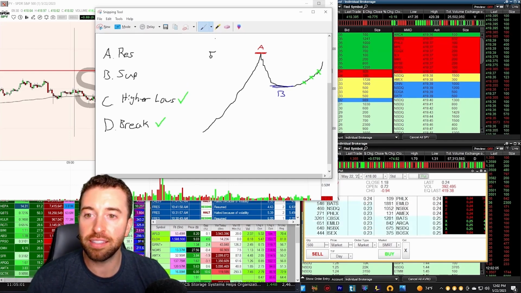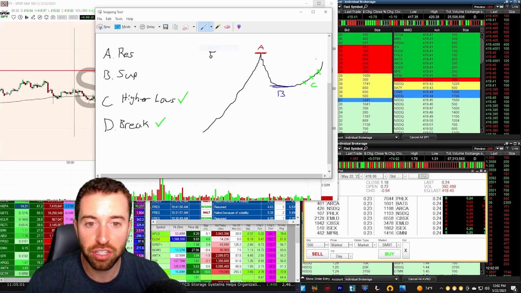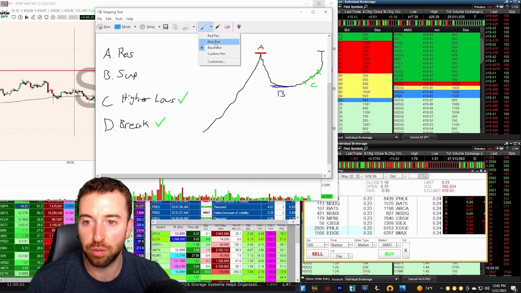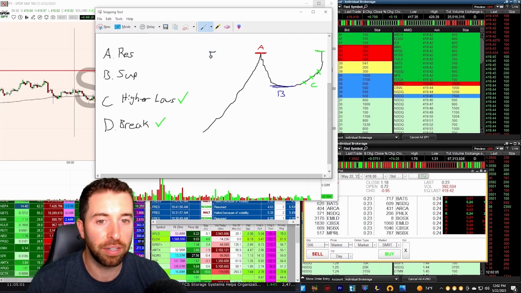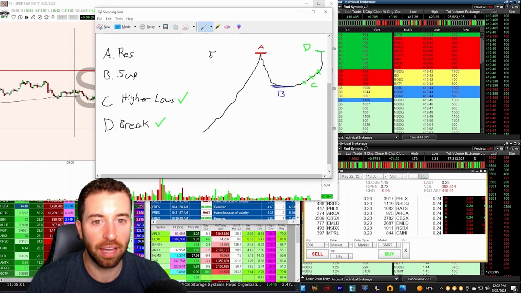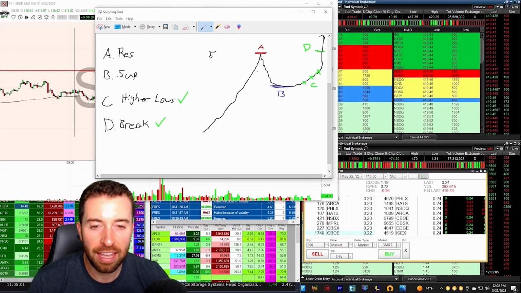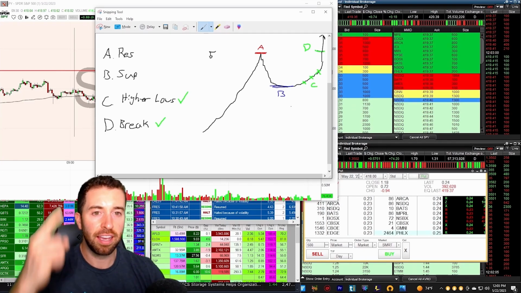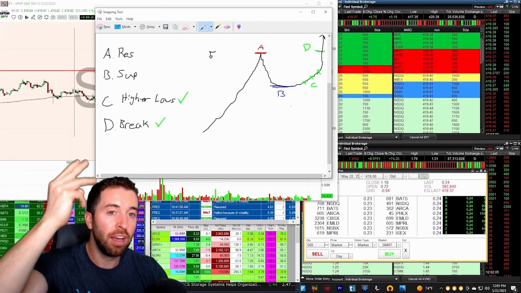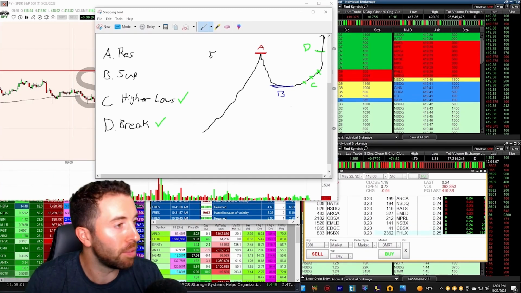So these are all the C points right here where we could get in on this trade. And then eventually what happens, we run back up towards this point right here, which would be point D, right? Which is the actual breakout. And that's where we have that nice big spike. So we can see that we have an A, a B, a C, and D. A establishes resistance. B is going to be finding support. C is our higher lows, which is a potential entry. And D is going to be our breakout.